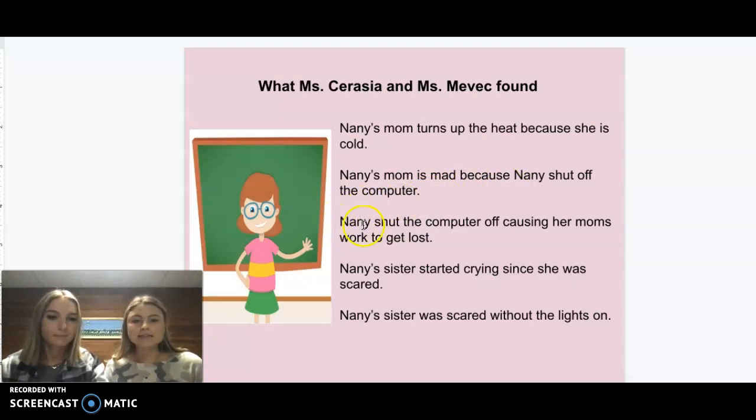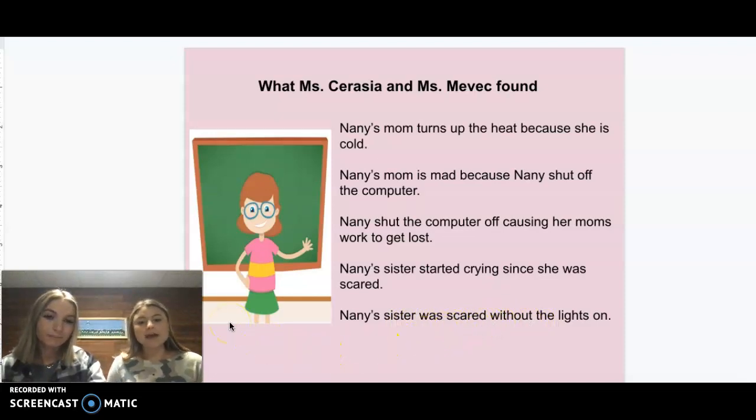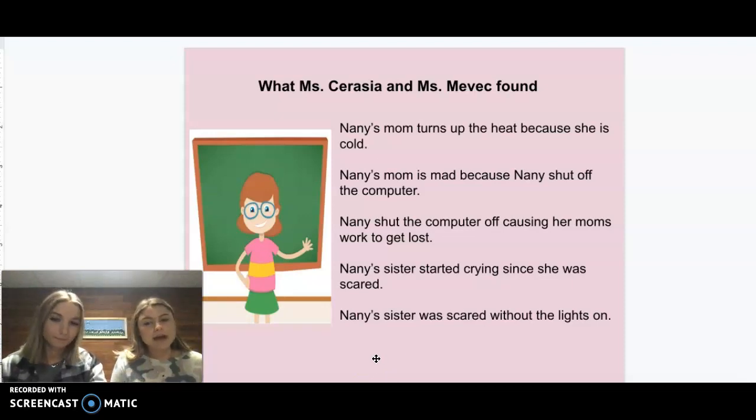The next one says Nancy shut the computer off, causing her mom's work to get lost. This time we use the connecting word causing. The next one is Nancy's sister started crying since she was scared. The connecting word there is since. Our last one is Nancy's sister was scared without the lights on. Our connecting word was without. As you can see, we found something such as Nancy's sister being scared, and we found why she was scared. She was scared of the dark and her sister turned the lights off. So we said because her sister turned the lights off, she was scared. You can really use any word you want to connect the cause and effect, making it one sentence.